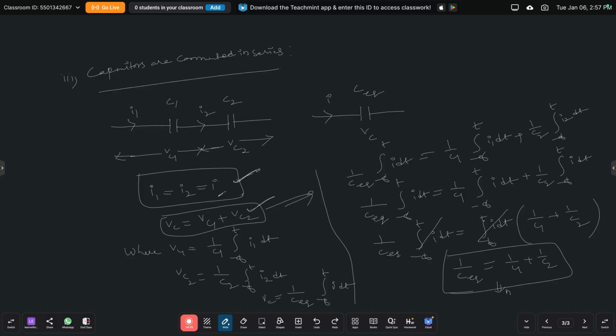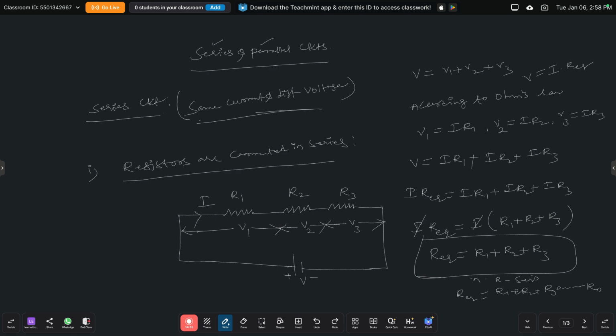Here also, suppose n number of capacitors are connected in series, then 1 by C equivalent equals 1 by C1 plus 1 by C2 plus and so on, 1 by Cn. So these are the series connections. Initially we took resistors connected in series. When resistors are connected in series, we get the formula R equivalent equals R1 plus R2 plus R3 when three resistors are connected in series.